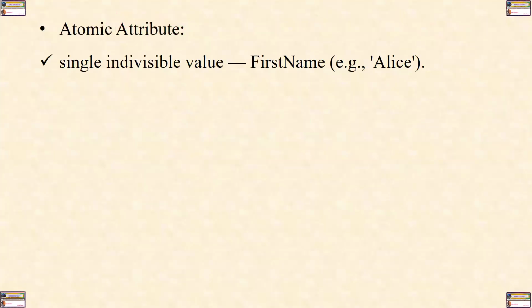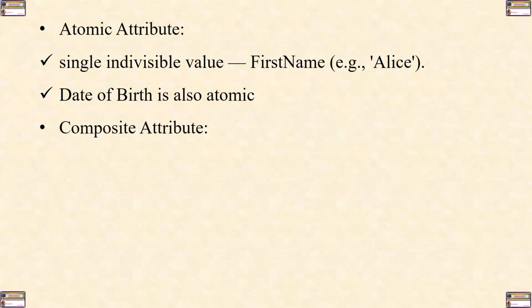We have what we call the atomic attribute. Atomic attribute entails entering data that is single and indivisible in value, one which you cannot subdivide any further. For example, first name, like Alice, you cannot subdivide it any further, so it is said to be atomic attribute. So you can set an atomic attribute. Date of birth is also atomic, because you cannot break it down.